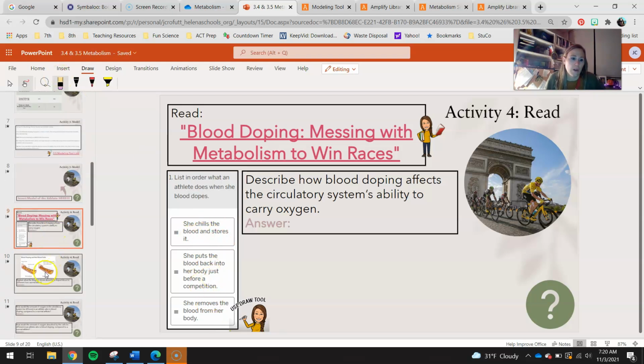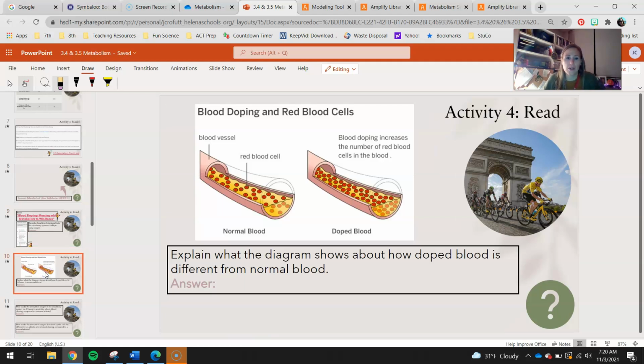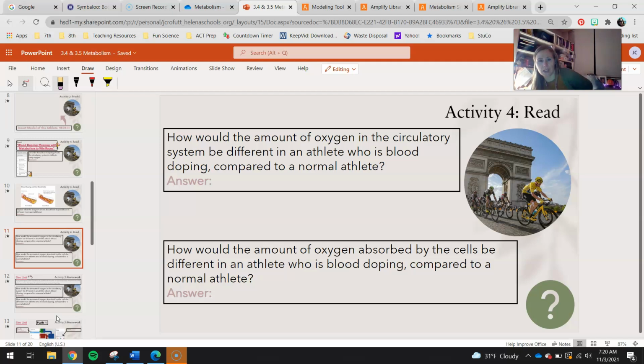Okay? And answer this question about blood doping so you can get a visual of what blood doping looks like. Explain what the diagram shows about how doped blood is different from normal blood. And finally, how would the amount of oxygen in the circulatory system be different in an athlete who is blood doping compared to a normal athlete? And then how would the amount of oxygen absorbed in the cells be different in an athlete who is blood doping compared to a normal athlete?